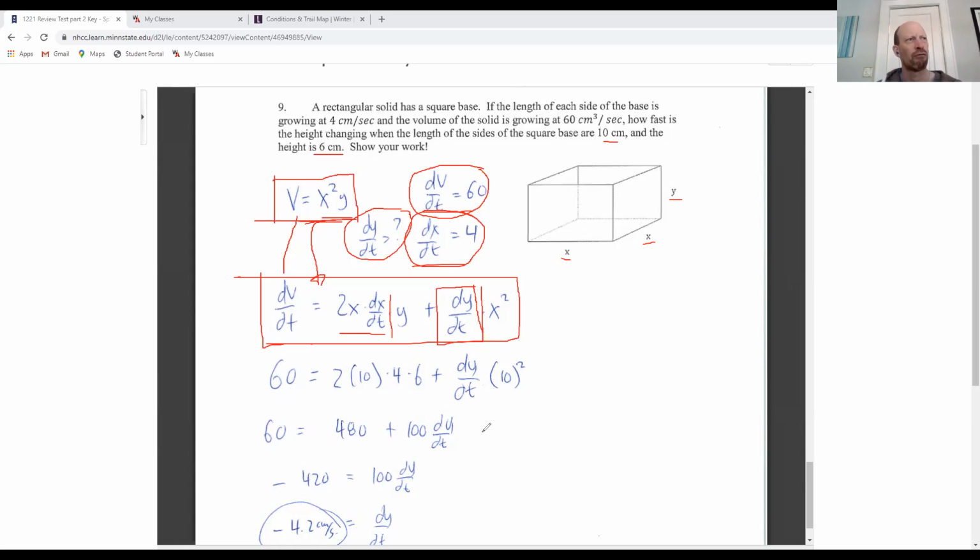The sides are growing at 4 centimeters per second. The volume's growing at 60 cubic centimeters per second. I don't have a good sense of what that means, and that's probably part of the reason that we end up with this negative growth, or shrinking of the height.